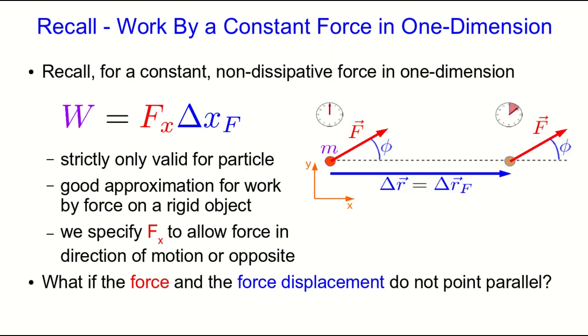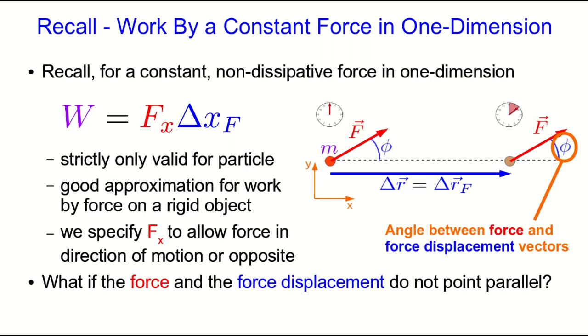So let's now think about the case where an object moves through some displacement, delta r, and that's the same as the force displacement vector, delta r_F. And among the other forces that might be acting on this object, there's a force we're interested in, which is doing work, and it's oriented at an angle phi relative to the force displacement vector.